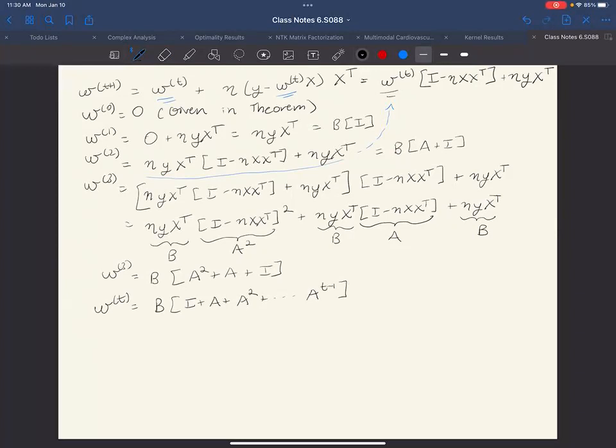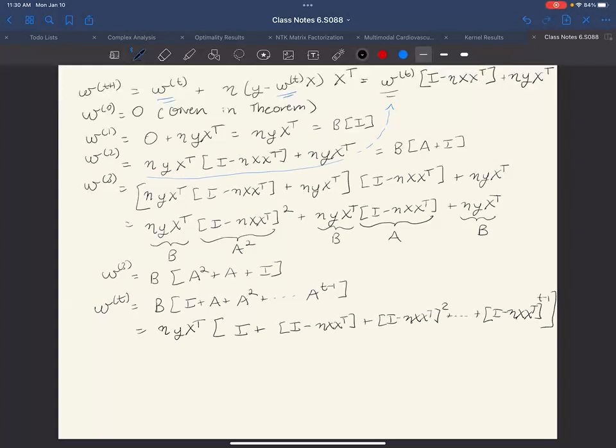Now this is good. This looks like a geometric series. The only issue is that these A's are matrices, so it's a little tricky to directly do the standard geometric series trick. Let's think about what we can do at this point. Let's expand out what this looks like. If I substitute my values back for B and A, this looks like eta y x transpose times (I plus (I minus eta x x transpose), plus (I minus eta x x transpose) squared, and so on, up to (I minus eta x x transpose) to the T minus 1).